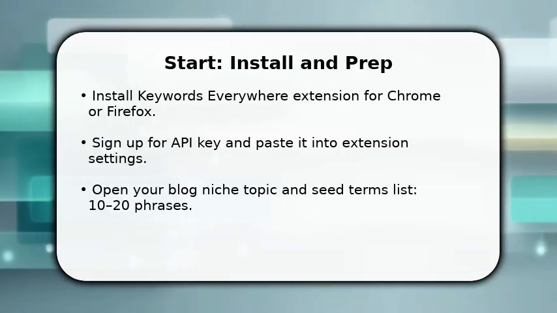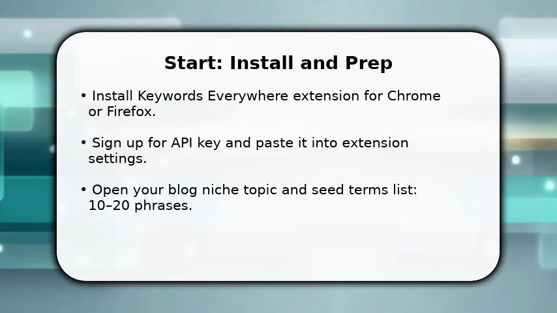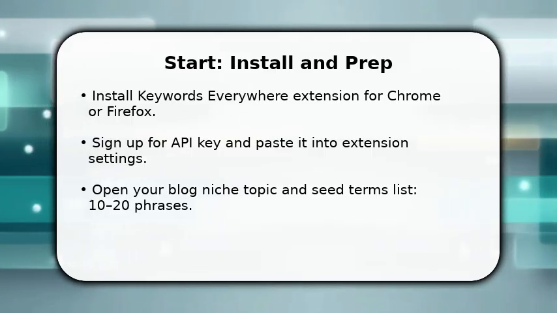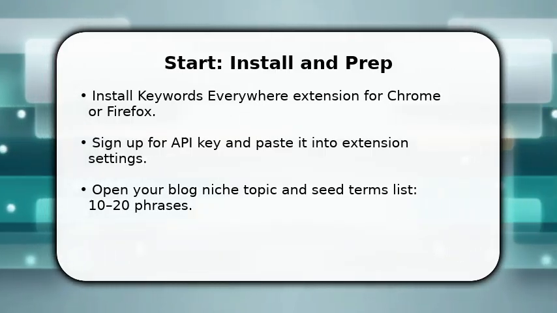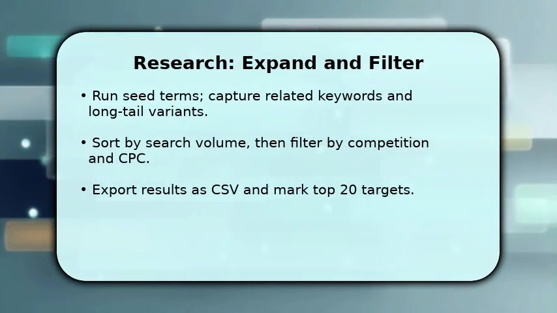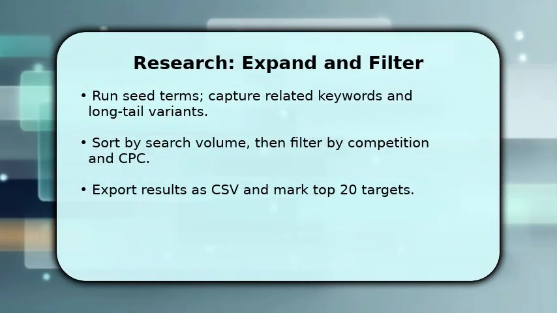Make sure to enable metrics like search volume, CPC, and competition in settings so you see the numbers you need while researching. You run each seed term and watch Keywords Everywhere populate related searches and long-tail variants. This expands your idea pool quickly.